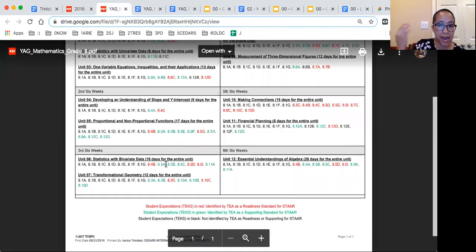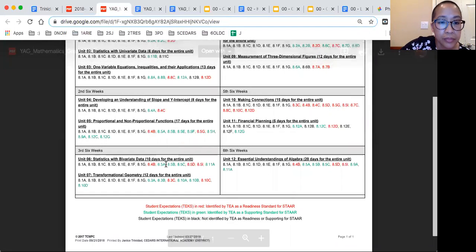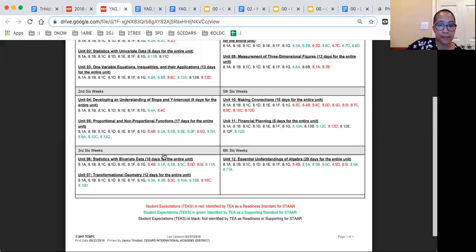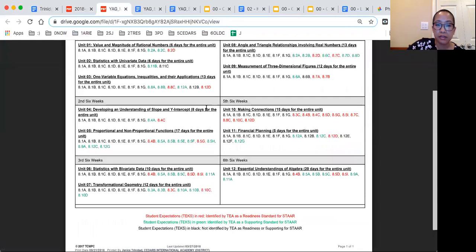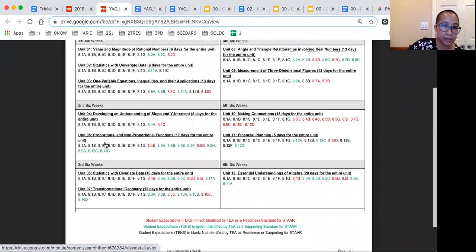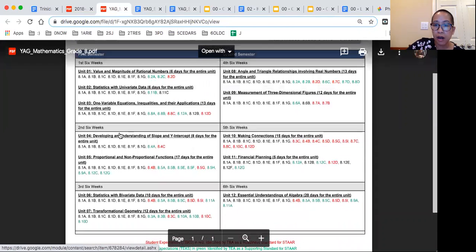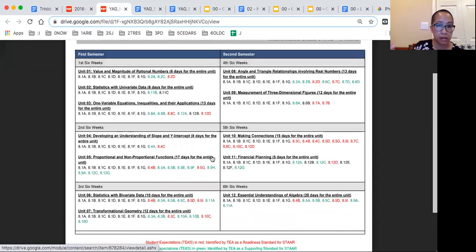So if I look at my math recommended weeks, you'll see slope and y-intercept only take 8 days, which doesn't give us the 5 weeks we need. So in order to justify the time for this project, I had to integrate standards from the proportional and non-proportional functions unit, mainly proportional functions, and also out of the angle and triangle relationships unit, I had to pull out the Pythagorean standards from there so that I could justify the time.